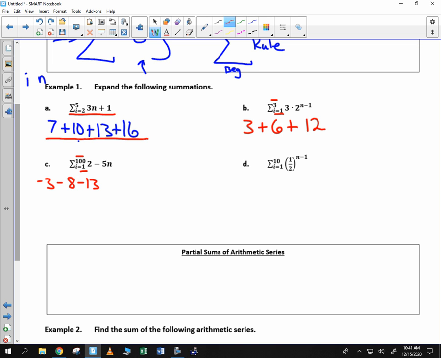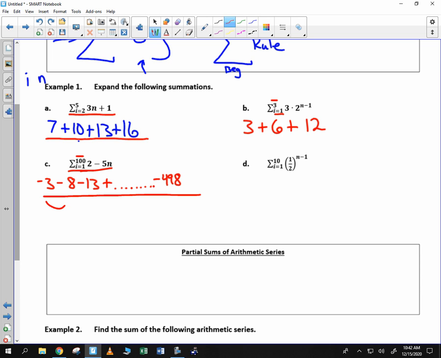You don't have to do this all the way. You don't have to list all 100 terms. You can simply just write it as plus, and then the 100th term, we get 2 minus 500 would be negative 498. So that is how we write this.